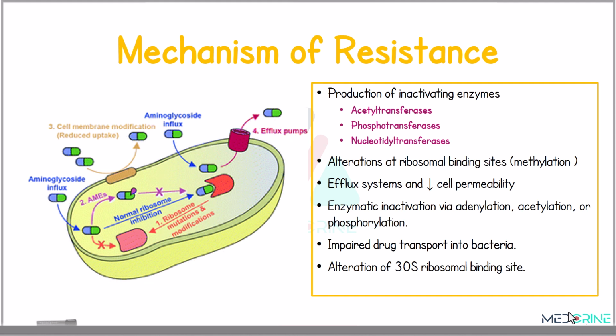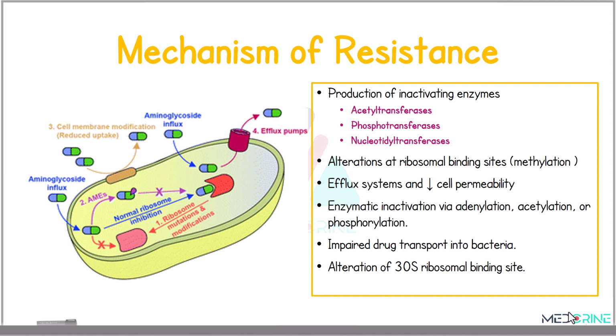With the continuous usage of these aminoglycosides, there has been a development of resistance, making it one of the rising concerns. Resistance can develop due to production of inactivating enzymes, for example, acetyltransferases, phosphotransferases, and nucleotidyl transferases. This resistance can also develop due to alterations of their ribosomal binding sites through a process known as methylation. And some of these bacteria can develop an efflux system, which eventually reduces cell permeability.